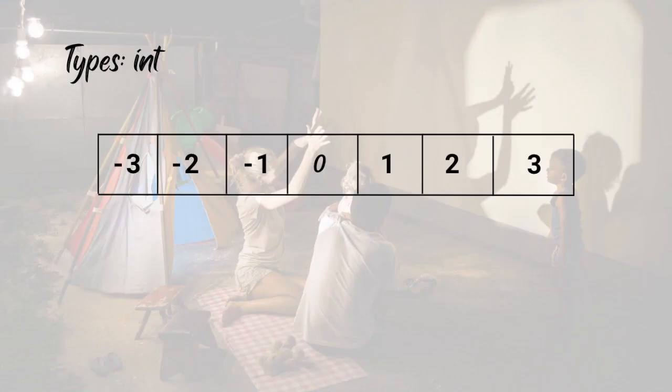Here are some integers. Integers can be negative or positive. It should be noted that there is a finite range of integers, but it is quite large.